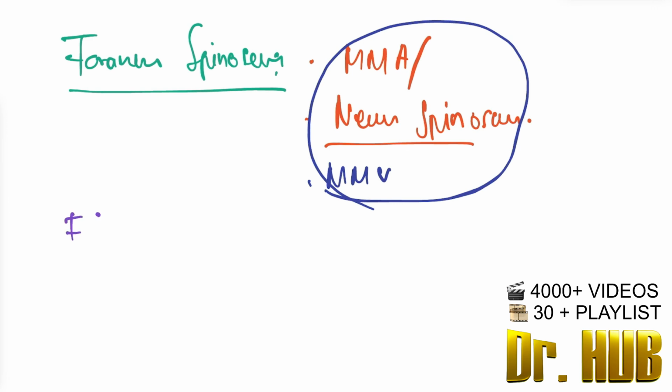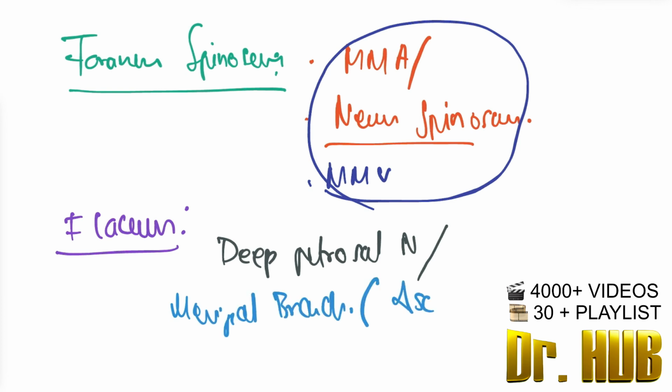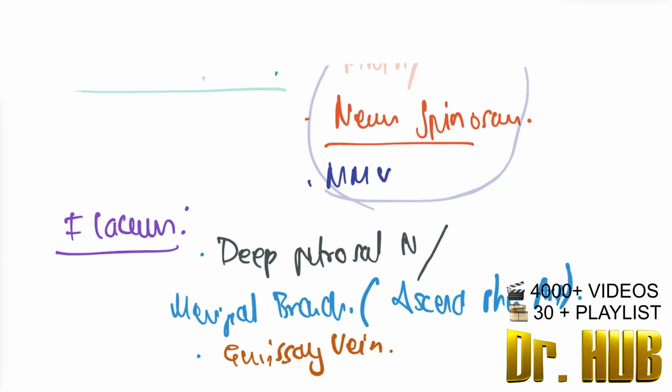Next we look at the foramen lacerum. The foramen lacerum has a deep petrosal nerve. Then there is also a meningeal branch of the ascending pharyngeal artery. Next, there is also the presence of the emissary vein. So all of these are part of the foramen lacerum.